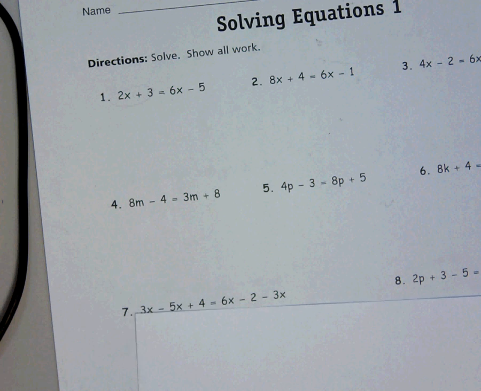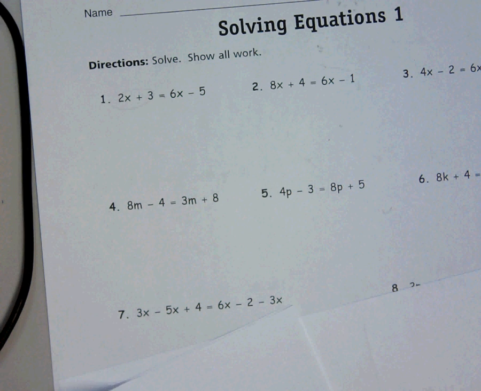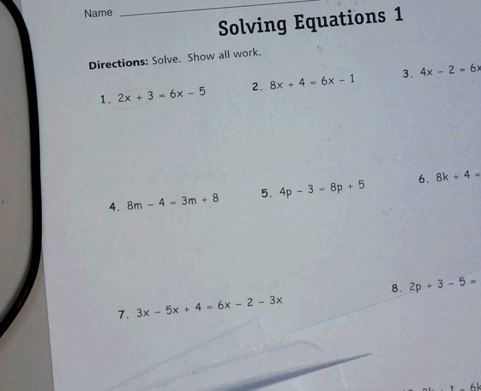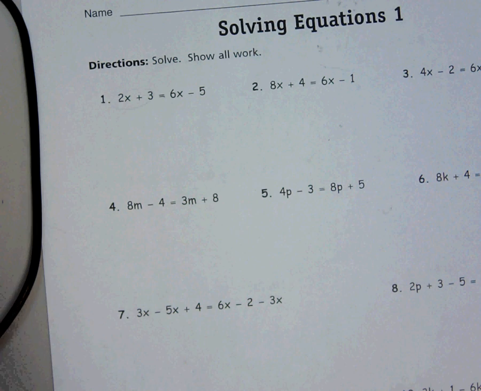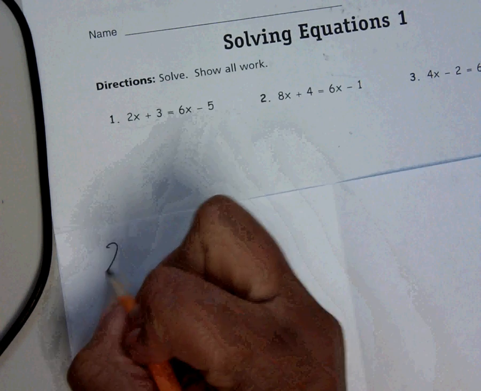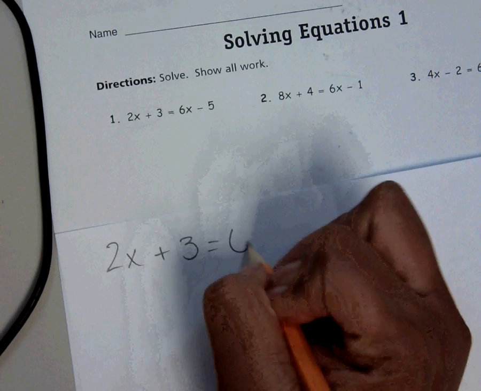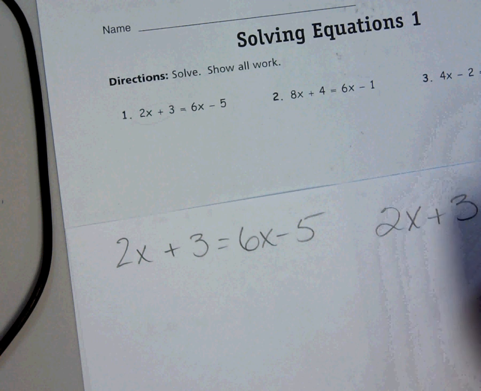Hi, we're solving equations. We're practicing that and we want to master it, so let's get started. I am going to fold my paper here in half because I want to show you both ways to do number one. And here it is. 2x plus 3 equals 6x minus 5. And here is way number 2.